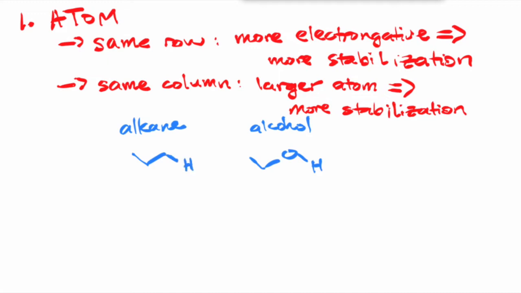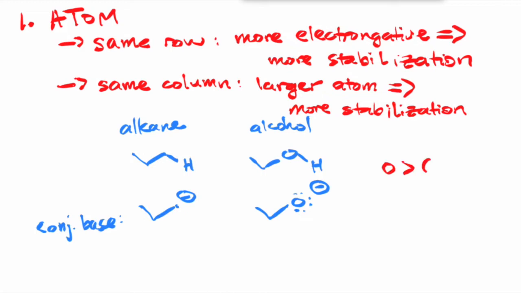Again, in order to use ARIO, we need to consider the conjugate base and how that conjugate base is stabilized. In the alkane, notice that the negative charge is on that carbon, whereas in our alcohol, the negative charge is on the oxygen. Carbon and oxygen are on the same row, so we can use the first guideline to determine which one has more stabilization. Oxygen is more to the right, so it's more electronegative than carbon. So oxygen is better at stabilizing that negative charge. Therefore, between these 2 molecules, alcohol will be the stronger acid.